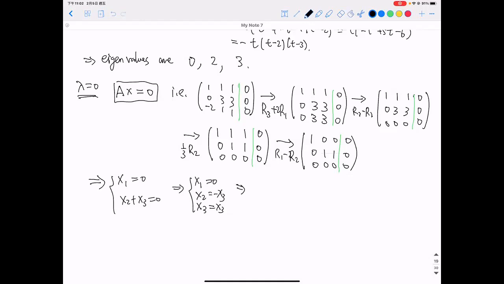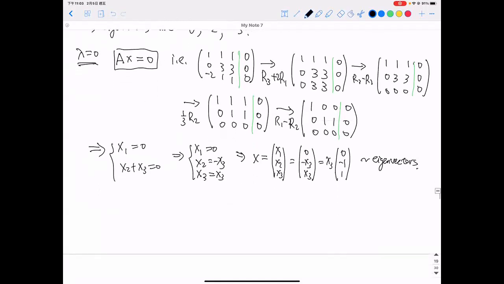So the vector X, which is X1, X2, X3, is 0, minus X3, X3. So X3 times 0, minus 1, 1. So these are all the possible eigenvectors, right? They are all multiples of the vector 0, minus 1, 1.